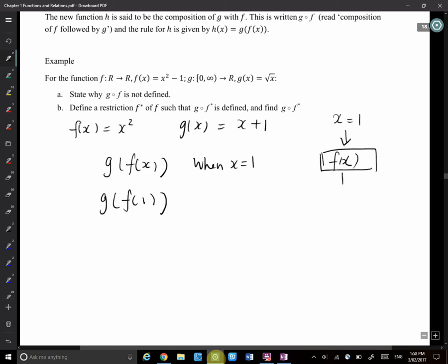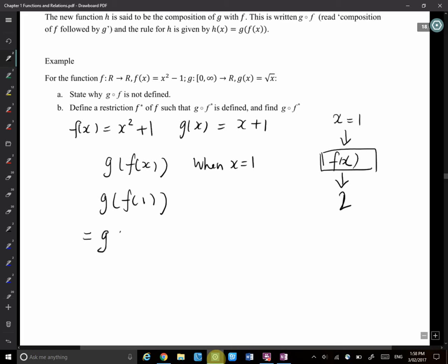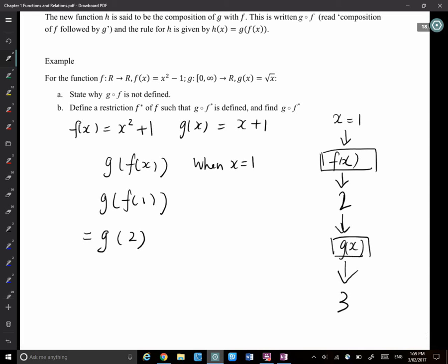I find out the value. What is the value? The value is 1. Let's make that plus 1, so let's make that 2, so you're not confused with what we're doing. So I put 1 in, I have a 2 out. Now my g of f(1) becomes g(2). So what we have done now is we substitute that 2 into my g(x), and I have produced 3 out. That's what this composite function is doing.